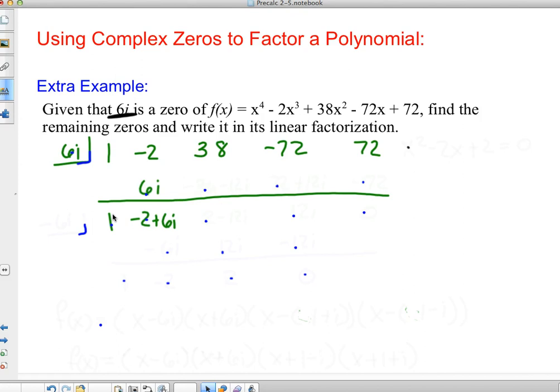So I've got negative 12i plus 36i squared, or minus 36. But before I go on, is everybody okay where I got the minus 36 and the minus 12i? Okay, so 6i times negative 2 gives me my negative 12i. 6i times 6i gives me my negative 36. Now I can combine my 38 and 36. That's 2 minus 12i as I'm working through.